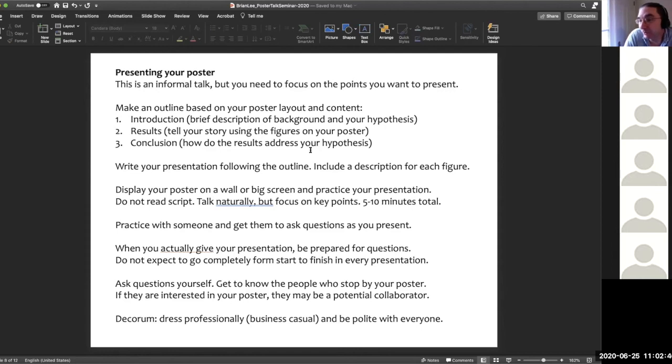Decorum, similar to doing a job interview: you want to dress professionally, generally business casual for a poster presentation as appropriate, and be polite to everybody. A lot of the people that you interact with, you might see again one day, either working in a laboratory side by side with them, or they might be someone that you end up getting a job with. It might be someone that might hire you. So be polite and take advantage of the opportunity to network as much as you can.